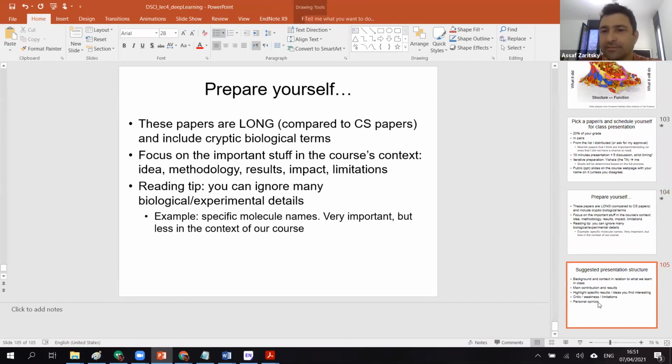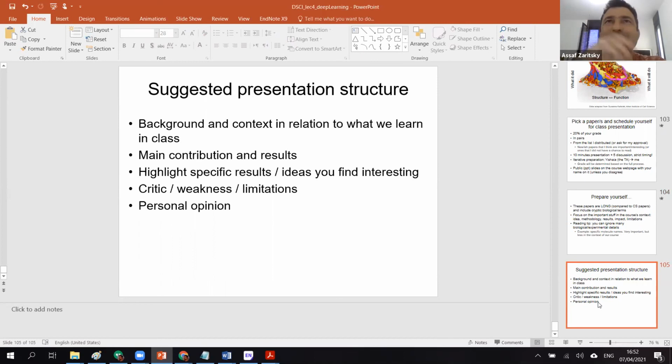Presentation structure. I'm not going to tell you to make five slides, where slide number one is this and slide number two is that. No, do whatever you'd like. But this is my advice in terms of structure: background and context in relation to what we learn in class. So basically, this gives motivation.